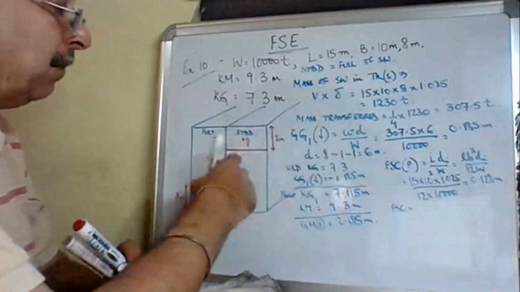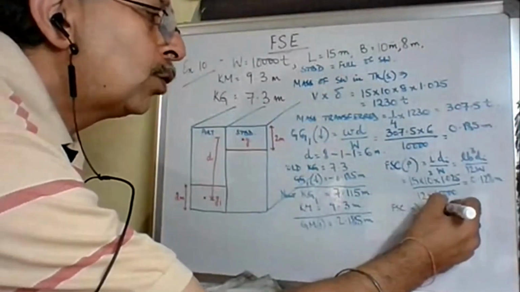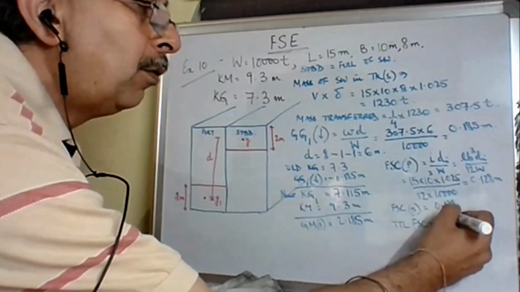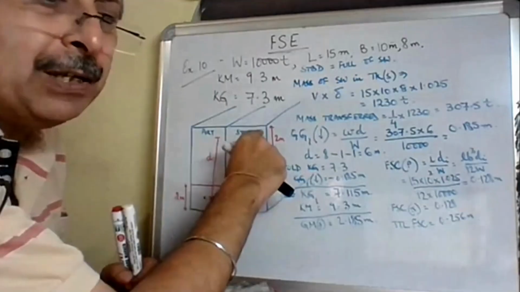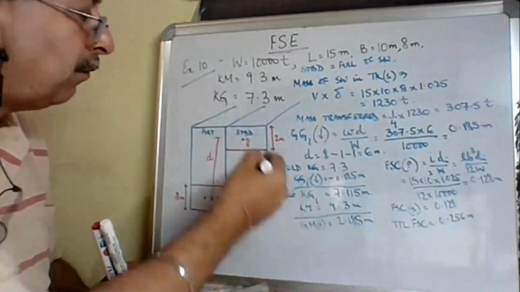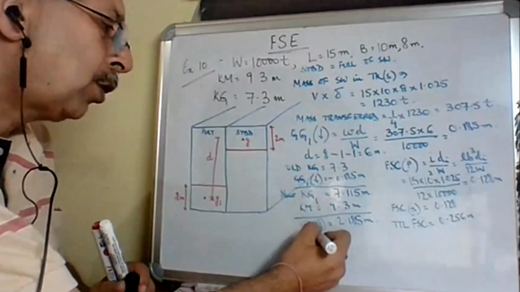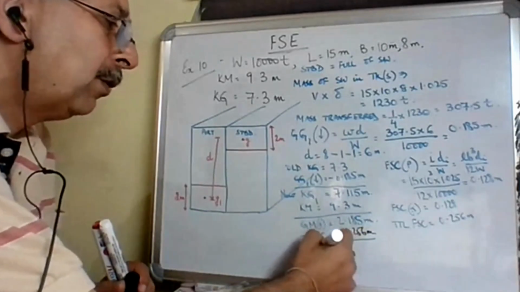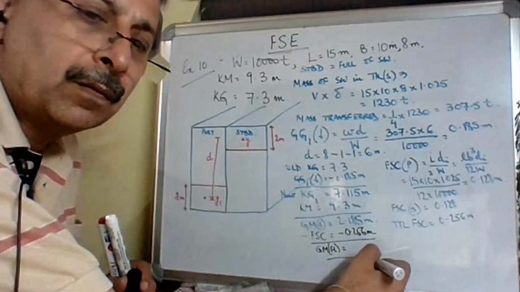So FSC for starboard will be the same. Notice FSC is independent of the sounding. So FSC for the starboard will also be 0.128. It is independent of the volume of the tank, independent of the sounding of the tank. So GM solid minus FSC 0.256 will give you GM fluid. So GM fluid will be equal to, sir, 1 meter.